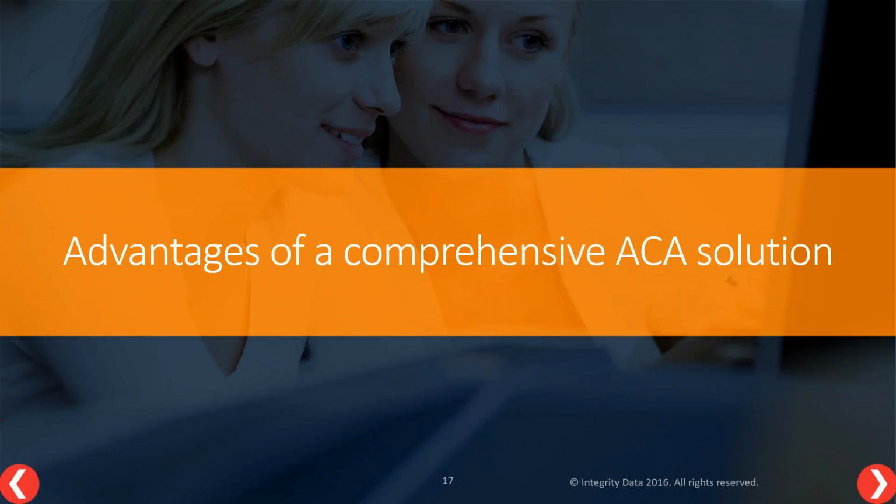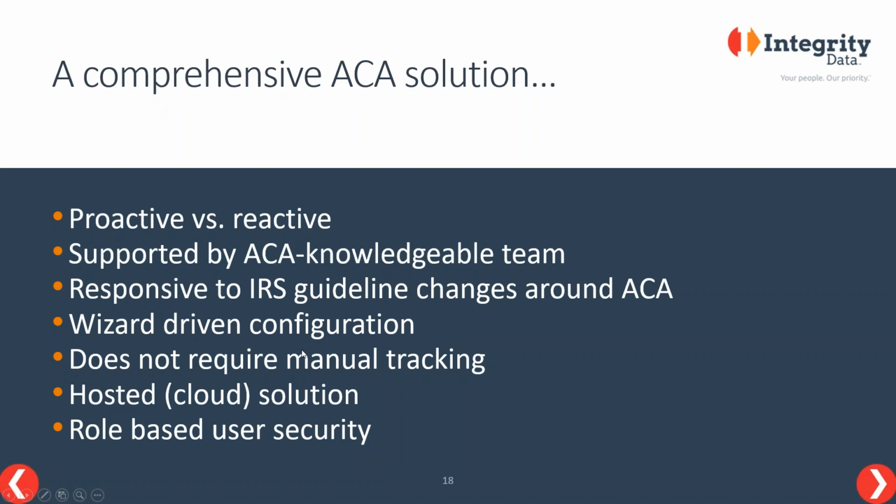So let's talk about the preferred approach now, which is utilizing a comprehensive ACA solution and what that should look like. First of all, it should be a proactive versus a reactive system. So it should be something that's alerting you to compliance risks and eligibility throughout the year. It should be supported by an ACA knowledgeable team, be responsive to IRS guideline changes around ACA. It should have wizard-driven configuration. It does not require manual tracking, and I'm going to say this probably 6 more times. There's no reason why you should have to manually interact with each individual employee from an ACA perspective.